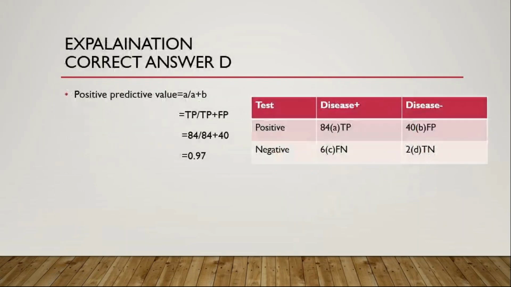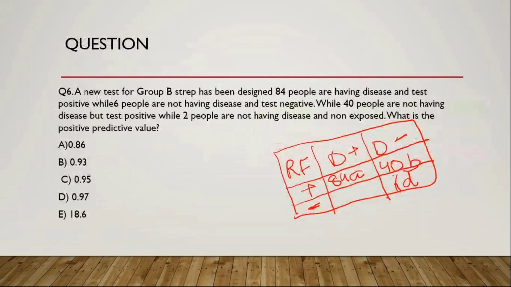So this is how the question will be solved. So 84 will be true positive, 40 will be false positive, 6 will be false negative, and 2 will be true negative. So what will be the answer? Please answer. I have told you that it is 84 upon 84 plus 40. So it is 0.97. I hope the question is clear.